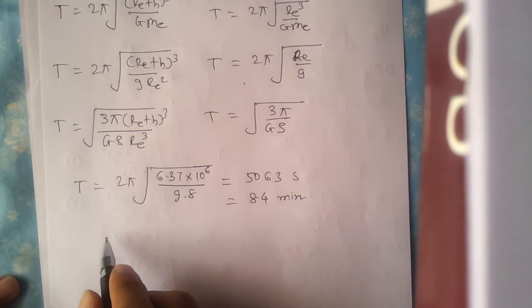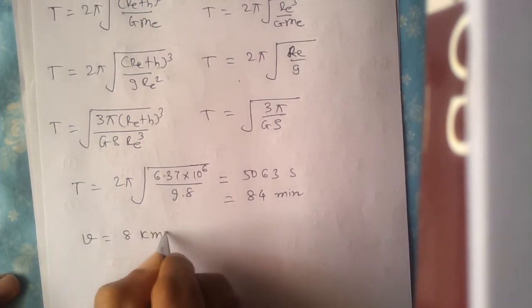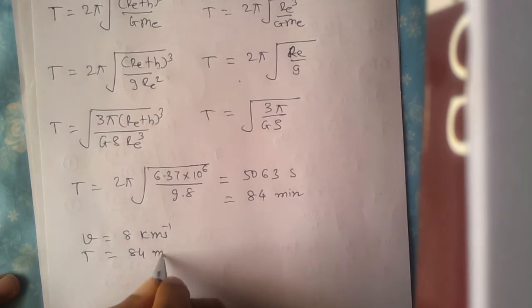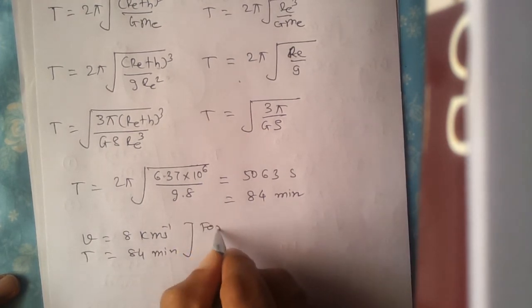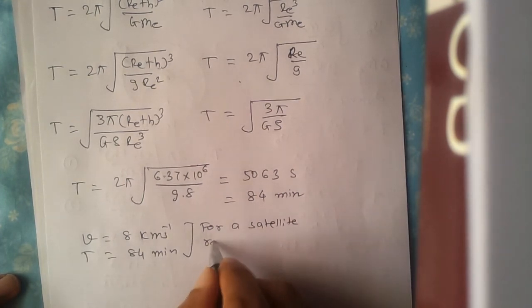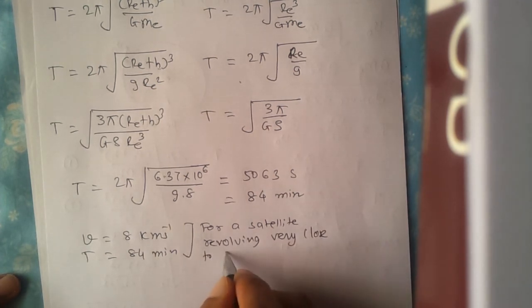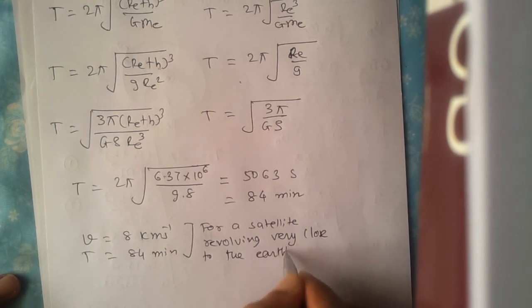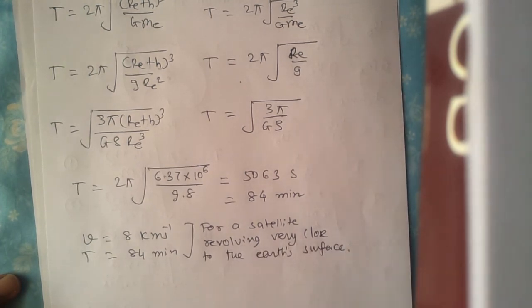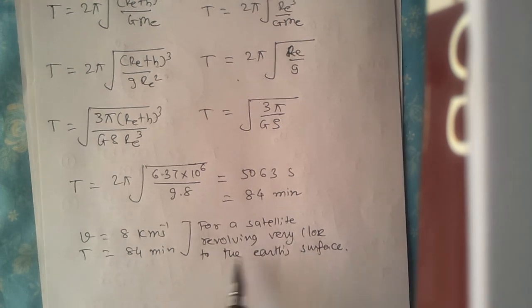And in the previous video, we saw that the same satellite would have a speed of nearly 8 kilometers per second. So what I'm concluding is that v is equal to 8 kilometers per second and T is equal to 84 minutes approximately for a satellite revolving very close to the Earth's surface. Okay, so we have obtained v and T. We have obtained expressions for v and T and also found out values of v and T when the satellite is revolving very close to the Earth's surface.